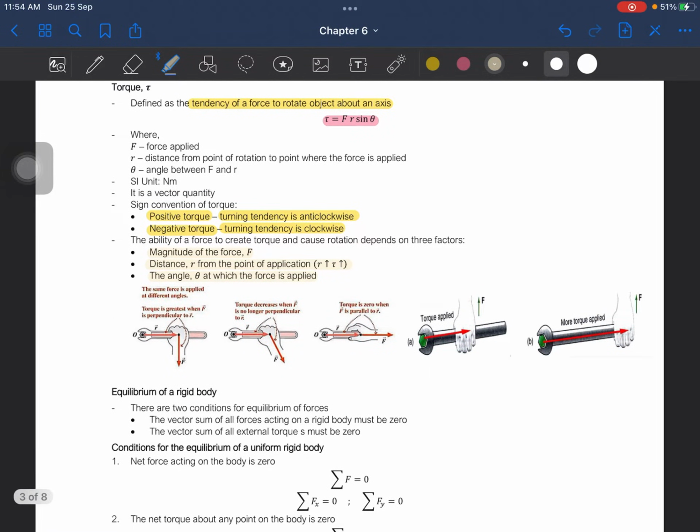So if we look at this diagram, the same force applied at different angles, the torque will be the greatest when the force is perpendicular to the distance from the rotation axis to the point of application here. Okay, torque decreases when the force is no longer perpendicular, and then torque is 0 when force is parallel to r. Okay, so the greater the distance, the greater the value of torque. Okay, so it means when the value of torque is greater, it is much easier to rotate an object.